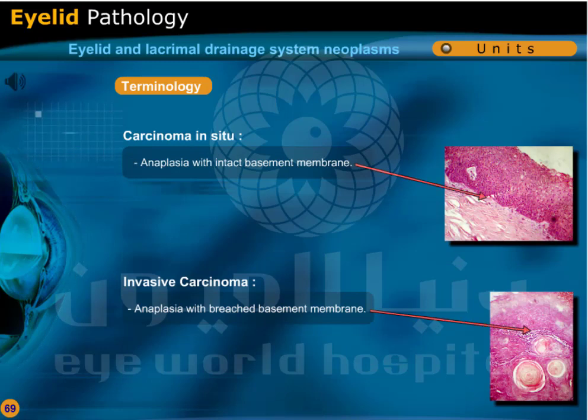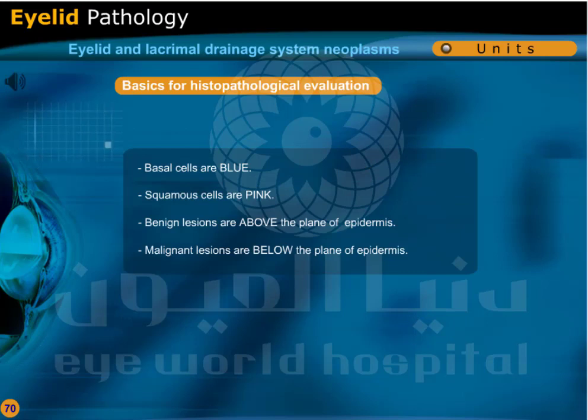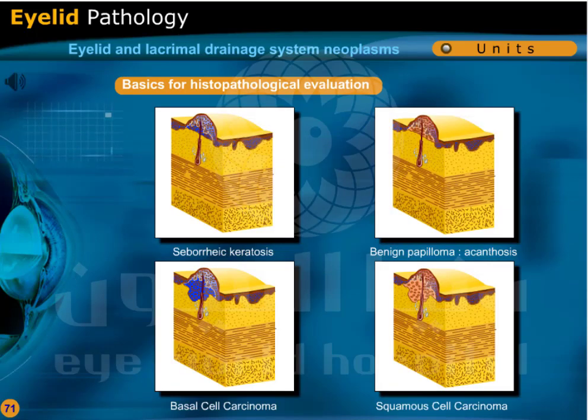Carcinoma in situ is anaplasia with intact basement membrane, whereas invasive carcinoma is anaplasia with breached basement membrane. Basics for histopathological evaluation. Basal cells are blue, squamous cells are pink, benign lesions are above the plane of epidermis, and malignant lesions are below the plane of epidermis. Basics for histopathological evaluation: seborrheic keratosis, benign papilloma or acanthosis, basal cell carcinoma, squamous cell carcinoma.